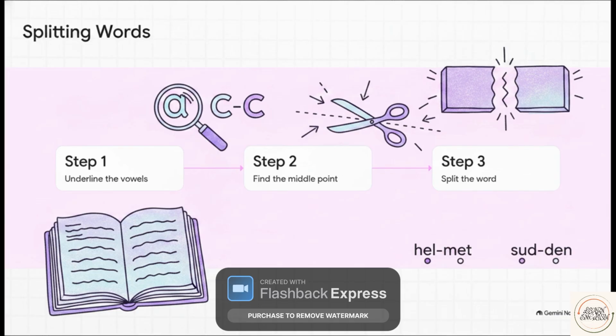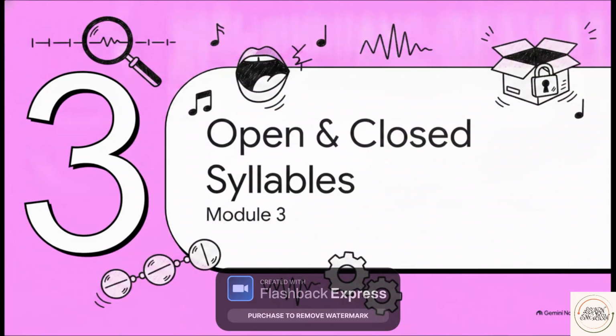Let's take the word helmet, for example. We underline the E and the E. We find the middle point between the L and the M, and bam, we split. Hel-met. Same exact thing with sudden. Underline the U and the E. Find the middle between the 2 Ds, and split. Sud-den. You've just created smaller, highly readable chunks. It's like magic. Now let's see how this all builds into Module 3, Open and Closed Syllables.